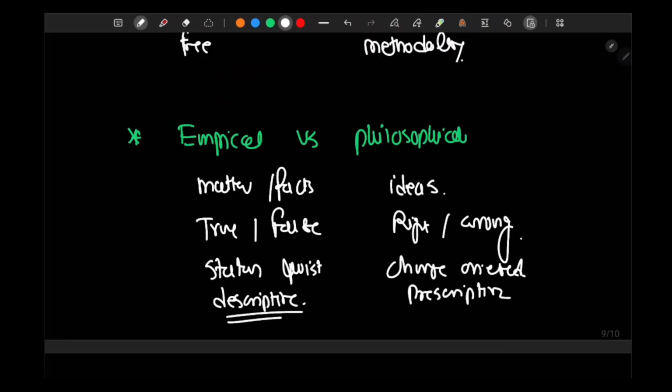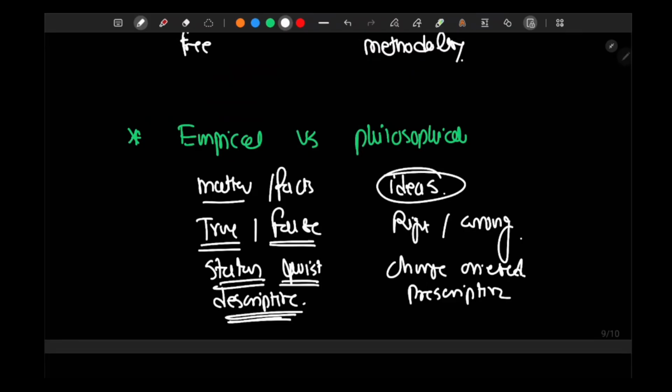Descriptive means it explains what is around you. Prescriptive means it gives a prescription with respect to how things should be. The empirical approach is based on matter. It says things are either true or false. There is no normative idea behind it. It is like a binary thing, yes or no. It describes the situation in front of you, and it is status quo. It does not want to change anything.